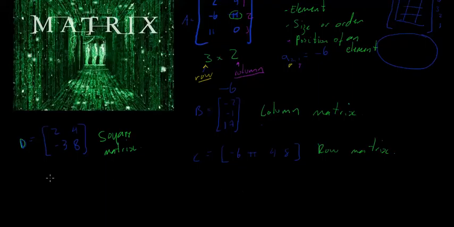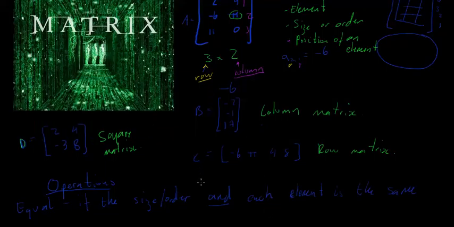Alright, so the next thing to do is to take a look at some operations on matrices. The first thing we want to touch base on just quickly is whether a matrix is equal or not. Two matrices are equal if the size is the same, or the order is the same, and each element is the same.